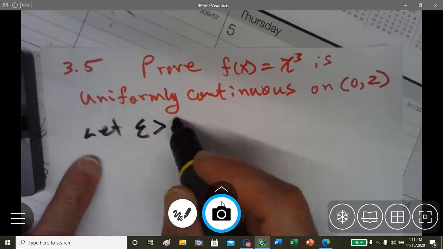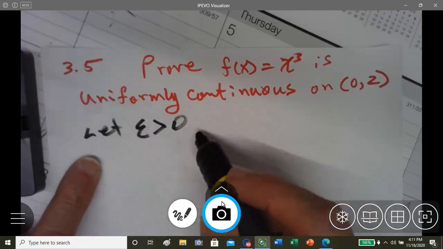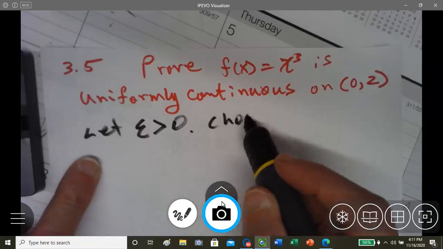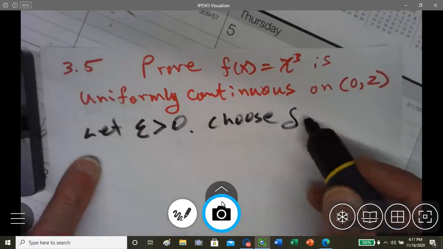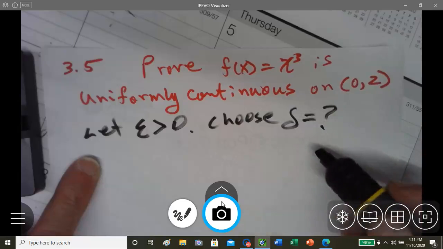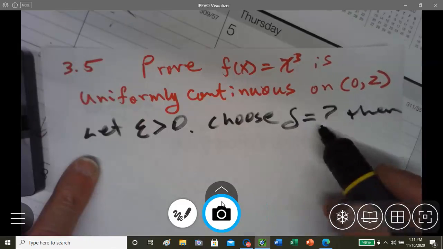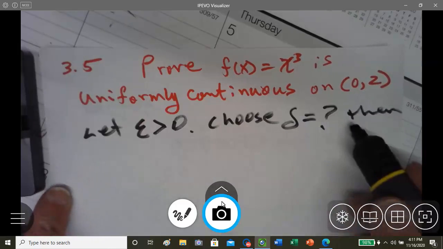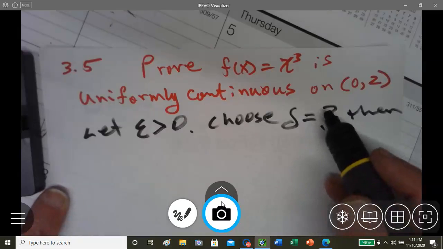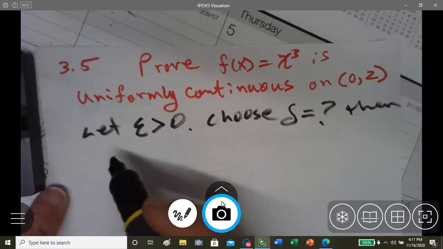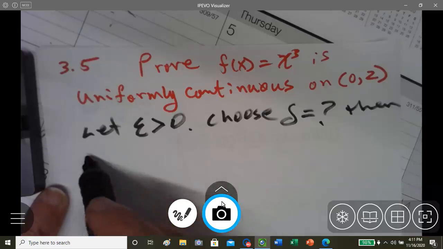Okay, so we want to let epsilon be greater than 0. We choose a delta, but we don't know what that delta is yet. But when we go back over our formal proof, we will know what that is after we do the scratch work.